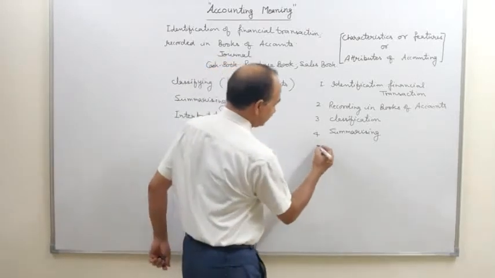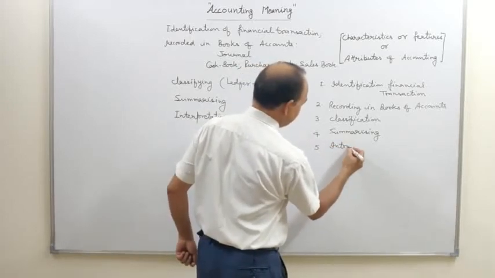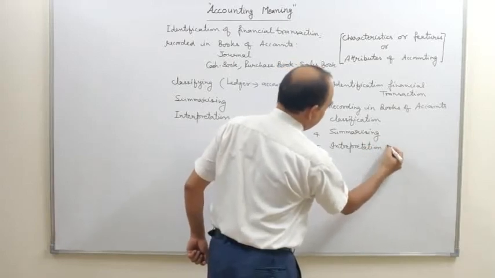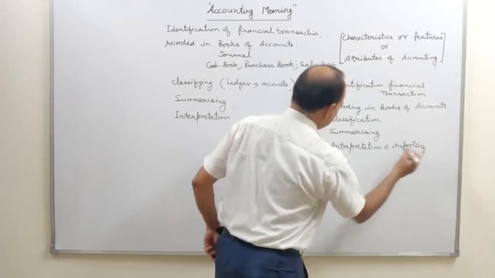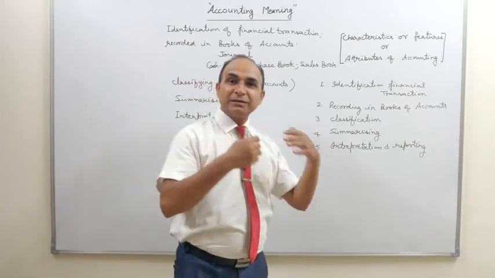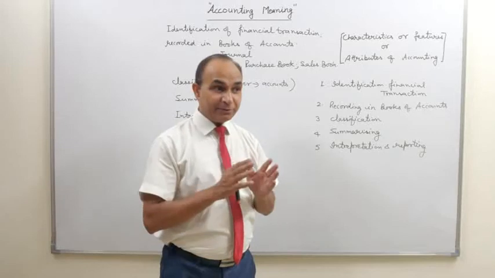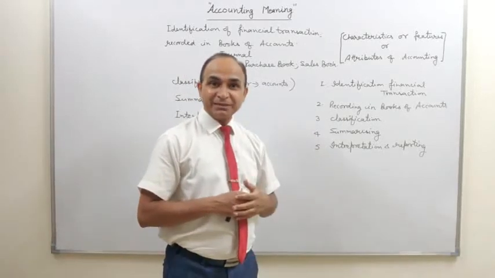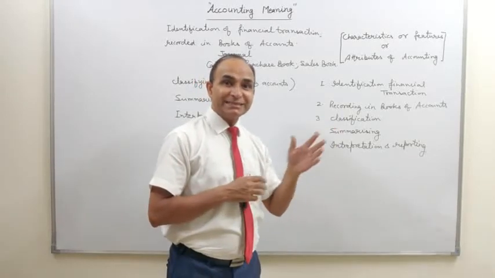And the fifth one is interpretation and reporting. Remember that in the fourth step, we prepared a summary, but that is not enough. We have to explain that summary. We have to interpret that summary. For example, what is the amount of net profit earned in comparison to the net sales?